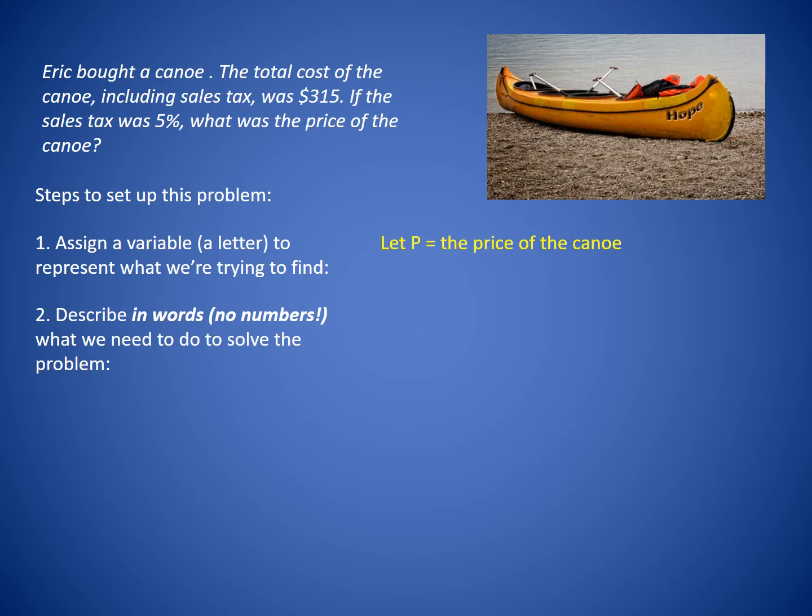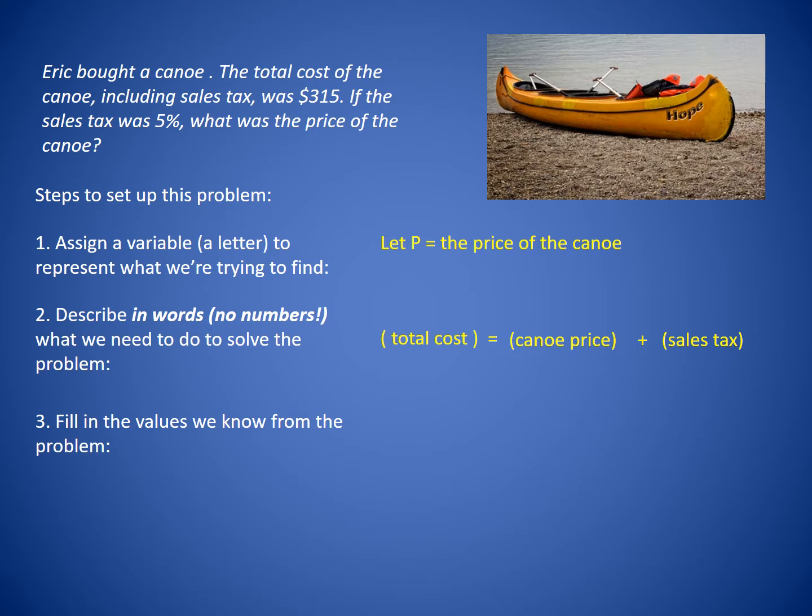We're not interested in numbers at this point. So just like we did before, sales tax and item price and total cost, their relationship to each other is always the same. So we're going to use the same phrase that we used before, where the total cost is equal to the canoe price plus the sales tax. No different from the other two problems, even though we're trying to find something different. Now, the third step is the only place we'll see something different, but the process is the same. So now we'll fill in values that we know from the problem. Looking at the problem, the total cost, remember before we didn't know this, but this time we do. The total cost was $315.